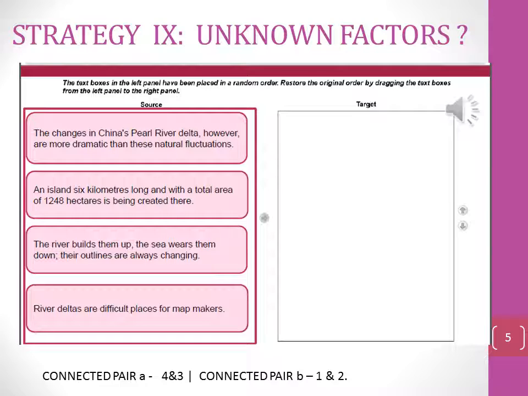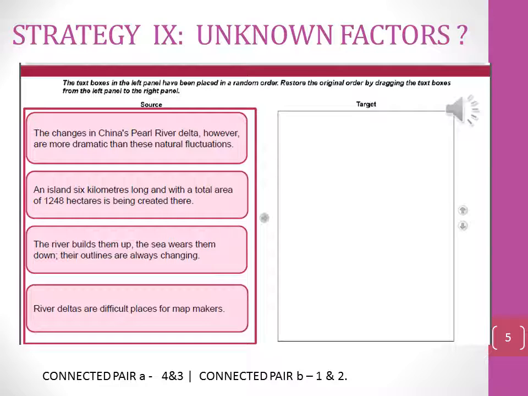However, a contrasting clue, and these, another plural clue. Normally the sea wears them down, the river builds them up, the outlines are always changing. But in this specific case, in the case of China's Pearl River Delta, the changes are way more dramatic than the natural fluctuations caused by the river and the sea. Therefore, another connected pair that you have is 3 and 1. And therefore, how will the sequence flow? 4 and 3, 3 and 1, 1 and 2.